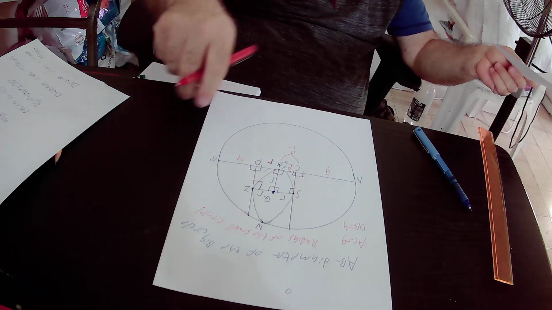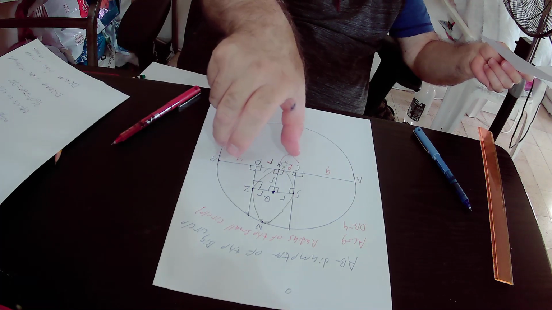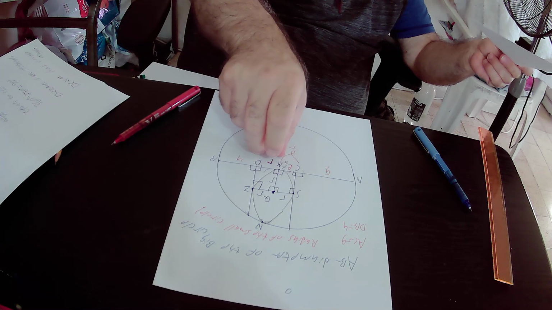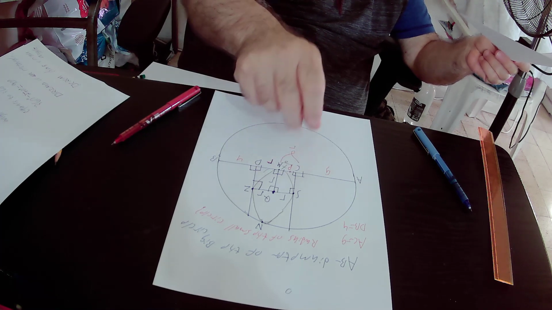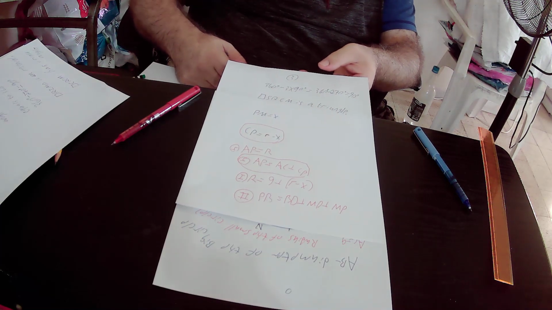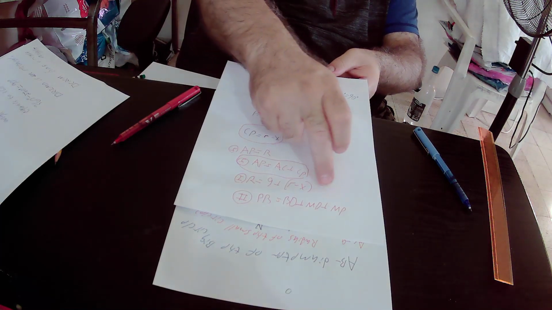Again, PB, that is the radius of the big circle, equals BD plus MD plus MP.